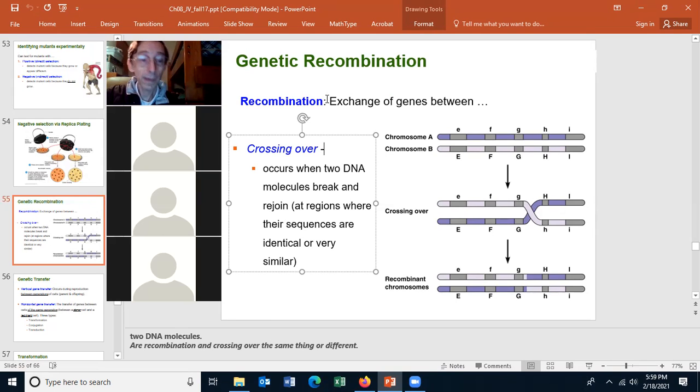Okay, I get it now. Thank you. Okay? So recombination is a little more general and covers a broader topic than crossing over. Most of the time, though, they are the same.